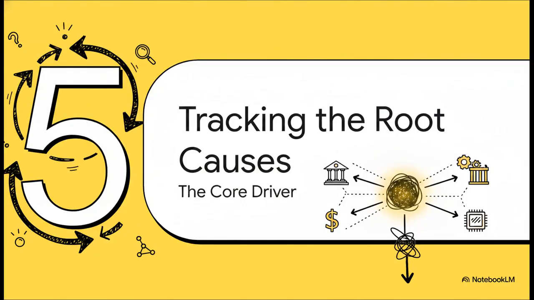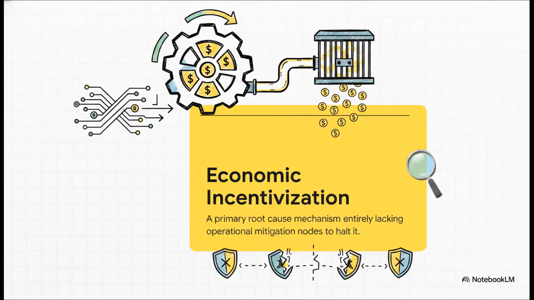Section 5. Tracking the root causes. So, what is the core driver forcing this infinite loop? The data isolates one definitive root cause: the economic incentivization of detention. Translating this out of bureaucratic jargon for a second, the dataset indicates that the system is literally structured to profit economically from detention. And what's truly alarming from a systems architecture standpoint is that the analysis notes a complete lack of any operational mitigation nodes. There is quite literally no line of code written into the system to balance or stop this incentive.